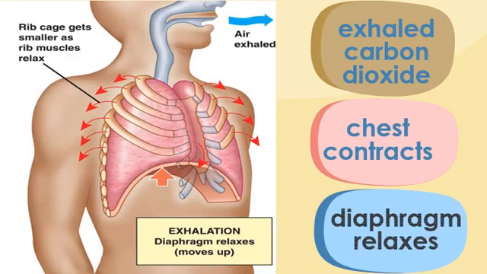Next, diaphragm relaxes. Again, let's read. Diaphragm relaxes. So exhalation or breathing out occurs when the rib muscles and diaphragm relax. As you can see in the illustration, when you exhale the air, the rib cage gets smaller as the rib muscles relax. So the diaphragm relaxes.